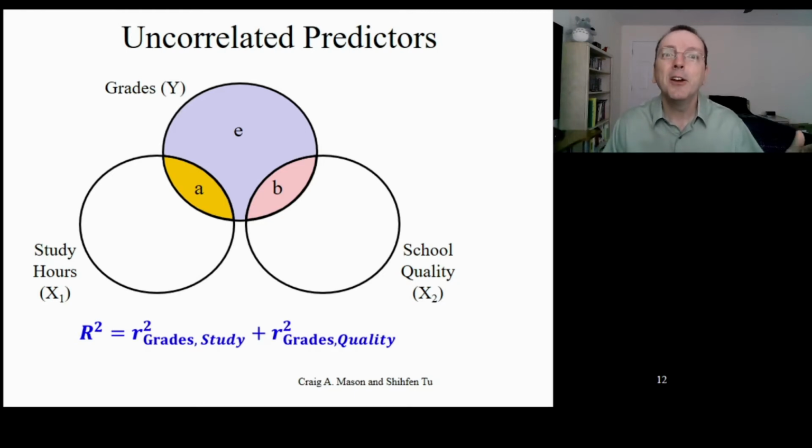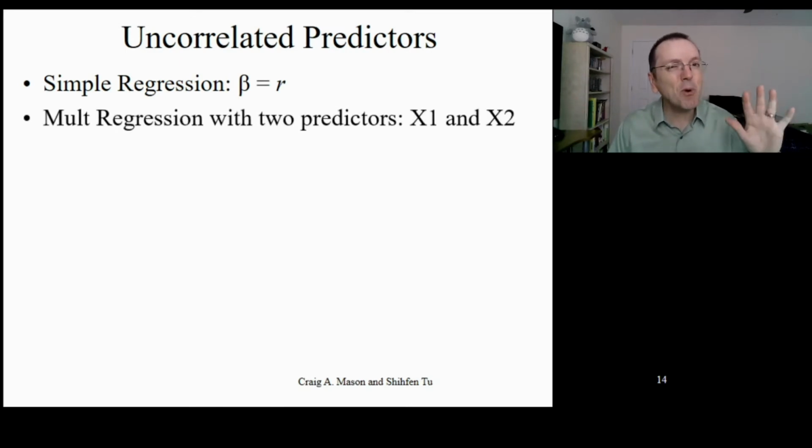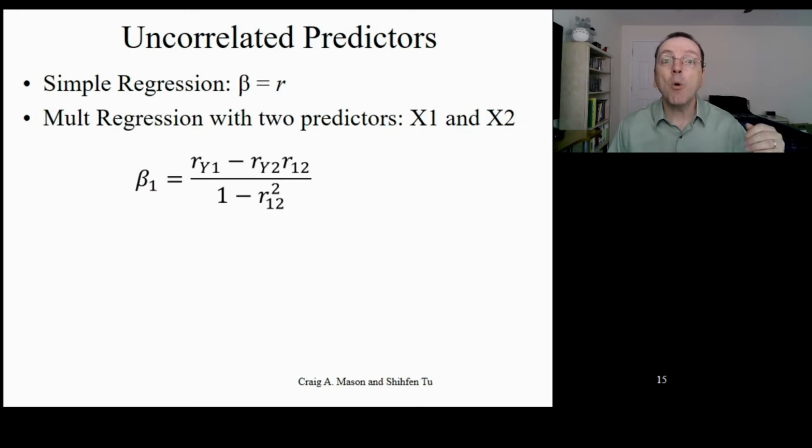It doesn't change. We can see this mathematically in the formula for the standardized regression coefficient in multiple regression with two predictors. Remember that in simple regression, when we only had a single predictor, the standardized regression coefficient was equal to the correlation between our predictor and the outcome. With two predictors, it's more complicated. If I have two predictors, say x1 and x2, the formula for the standardized regression coefficient for x1 is the correlation between y and x1 minus the product of the correlation between y and x2 times the correlation between x1 and x2, all of that divided by 1 minus the correlation between x1 and x2 squared.